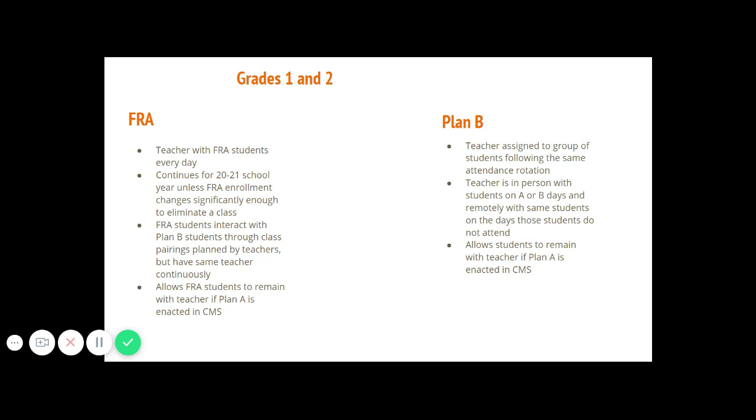The students in full remote academy will continue to interact with their Plan B student colleagues through class pairings that are planned by teachers, but they will have the same teacher responsible for instruction and their work across the week. This will allow full remote academy students to remain with their assigned teacher if Plan A is enacted, as long as there is still a need for the full remote academy classes. It also allows our students in Plan B to remain with their teacher when or if Plan A is enacted by CMS.